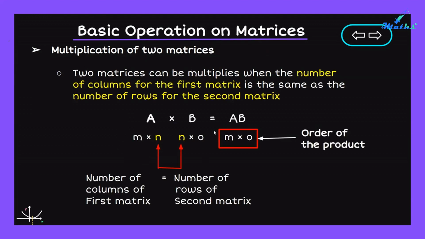Next, two matrices can be multiplied when the number of columns for the first matrix is the same as the number of rows for the second matrix. So if the first matrix column number and second matrix number of rows is the same, we can multiply together, and we only take the first one and the last one, which is the number of rows for the first matrix and the number of columns for the second matrix. So it's m times o. This is called the order of the product.